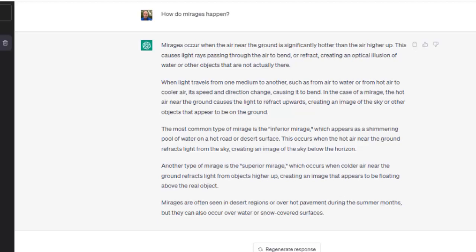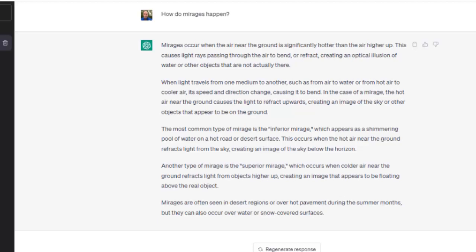Another type of mirage is the superior mirage, which occurs when colder air near the ground refracts light from objects higher up, creating an image that appears to be floating above the real object. Mirages are often seen in desert regions or over hot pavement during hot summer months, but they can also occur over water or snow-covered surfaces.